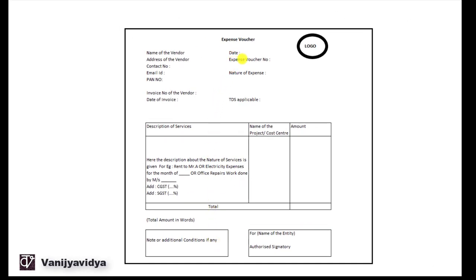This is an expense voucher. It is an internal document which is prepared within the organization. This is the logo, name of the vendor, address and contact details of the vendor here, date, expense voucher number, the nature of expense. So what is the nature of expense, whether it's an advertising expense or repairs and maintenance expense, we have to write it here. Then TDS, whether tax needs to be deducted at source. Then description of services. Here the description about the nature of services is given.